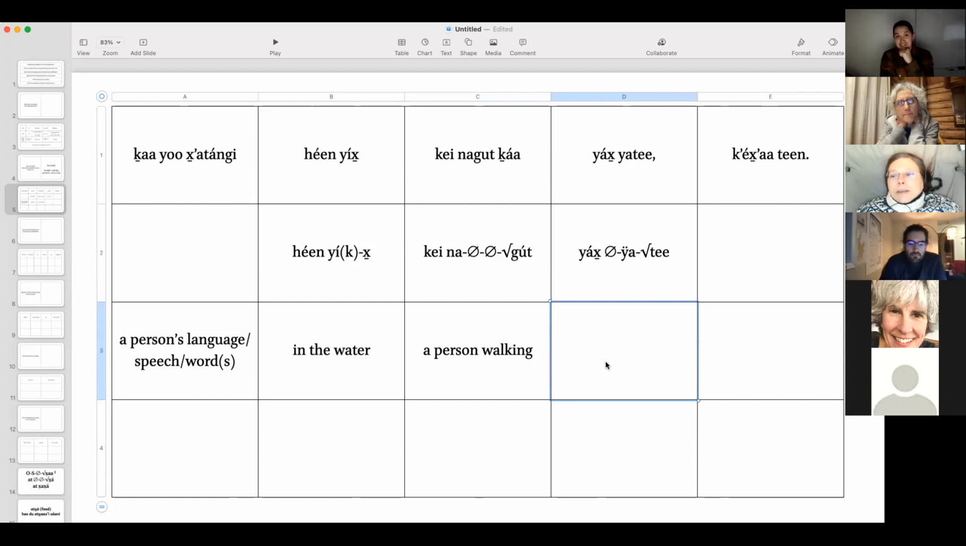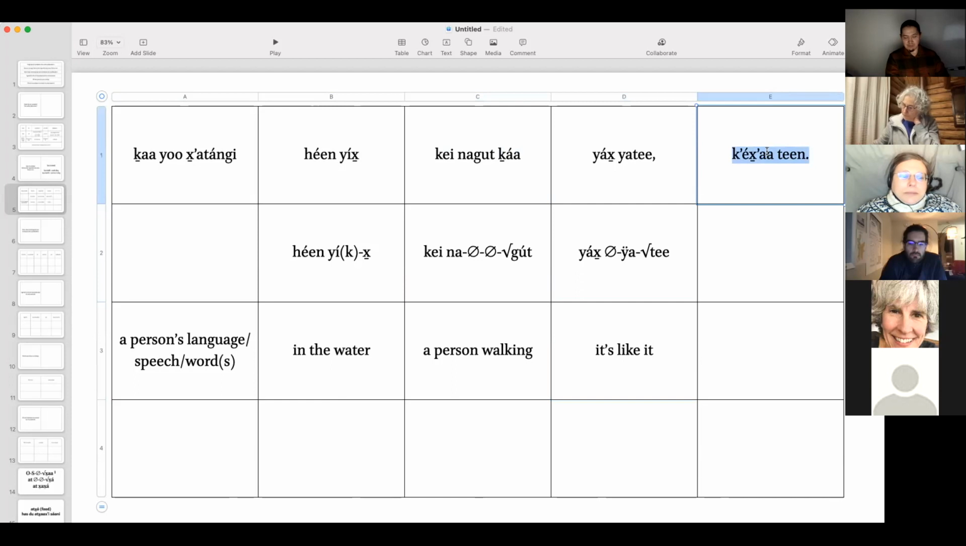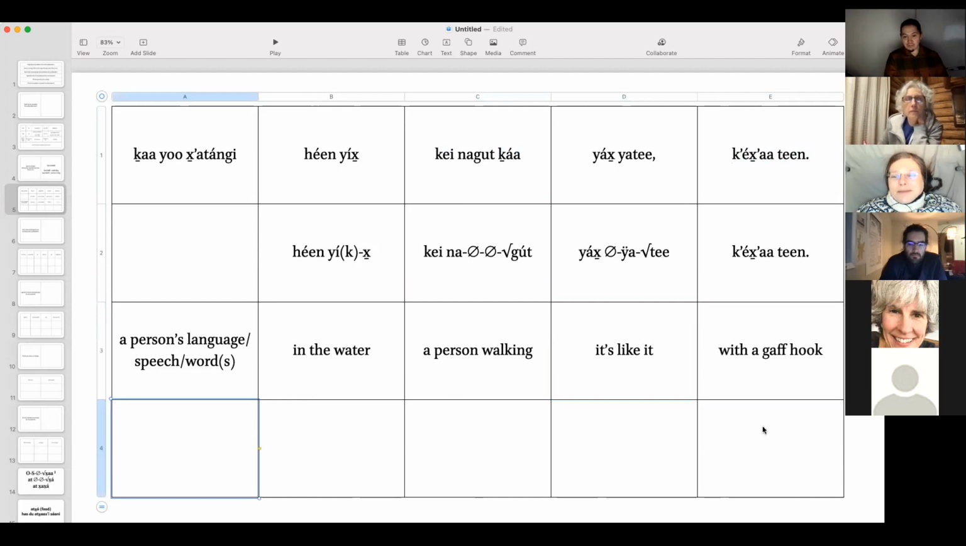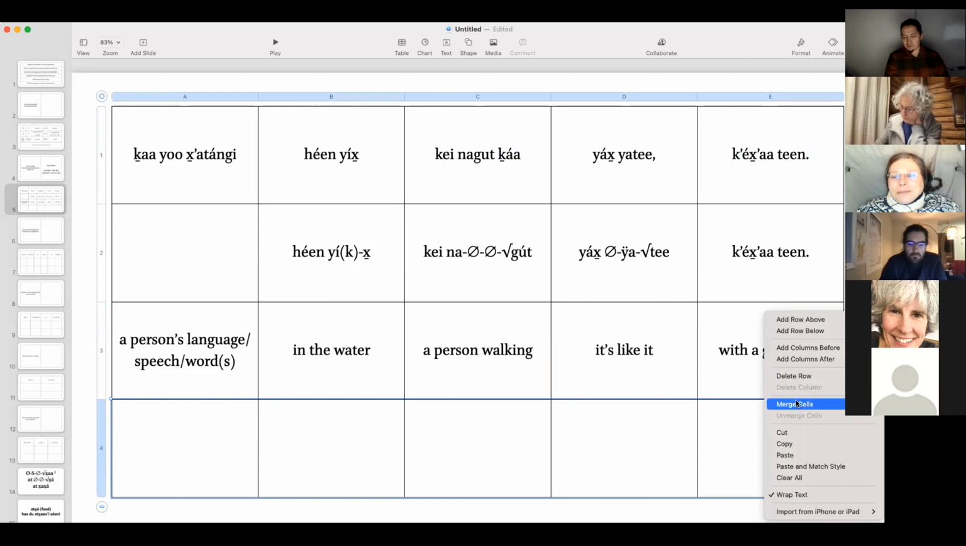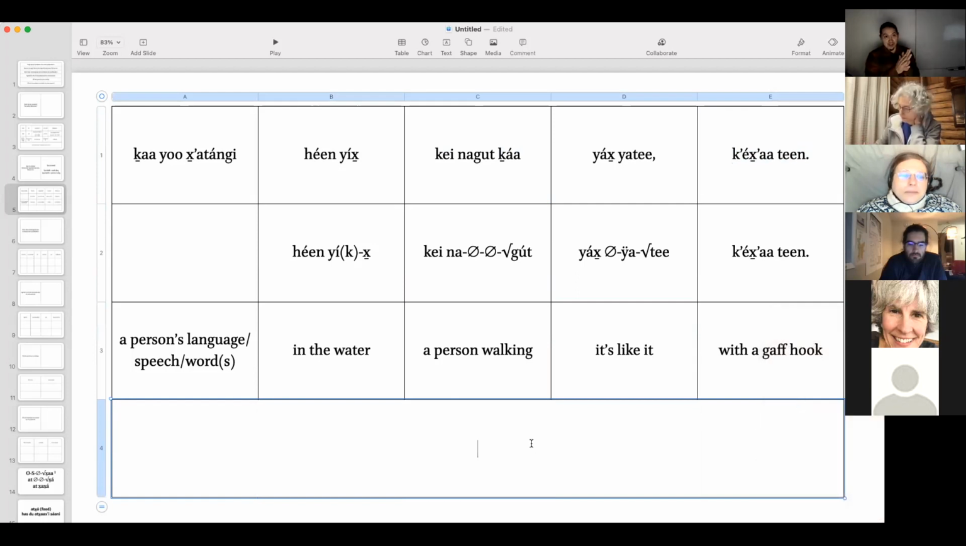What about Yahyati? It's like that. And then, well, you don't have to do anything with these. Kekatin. With a hook. So then, translators, how would you rewrite this?